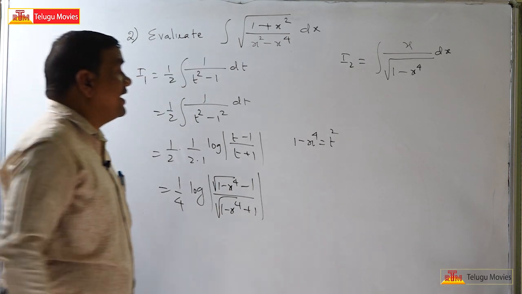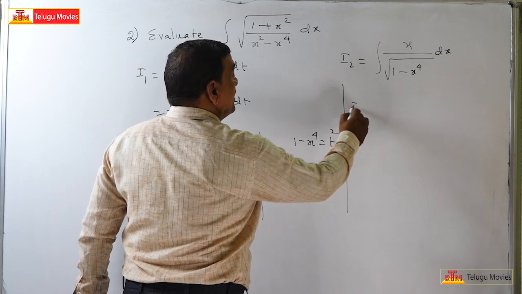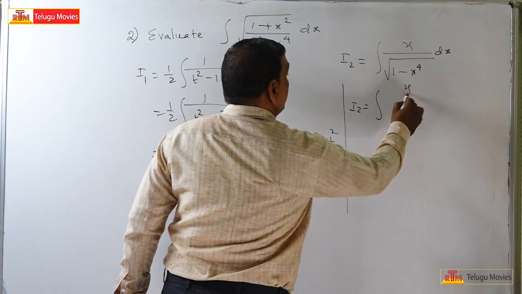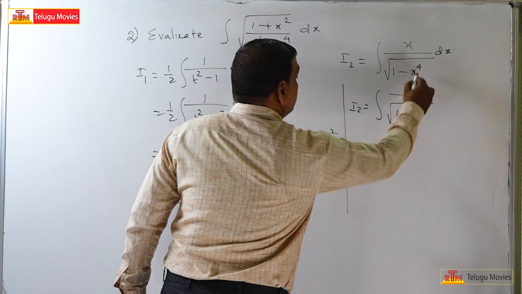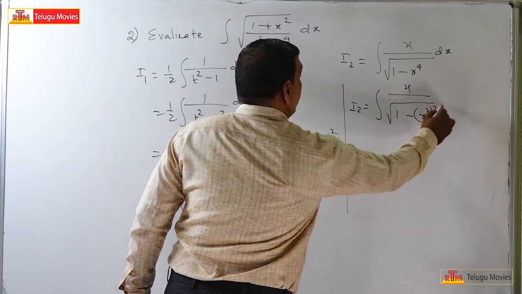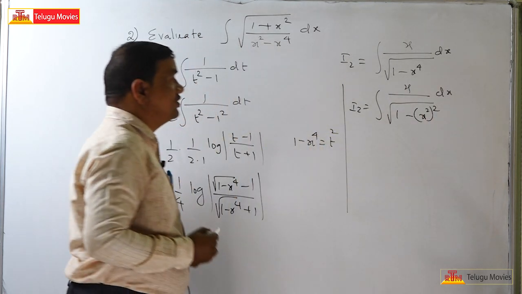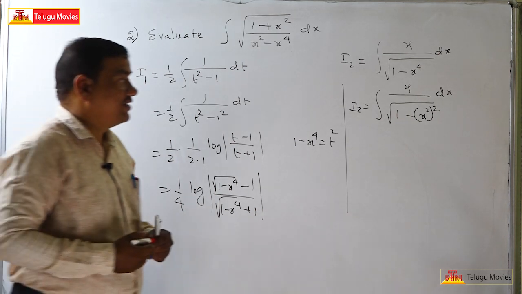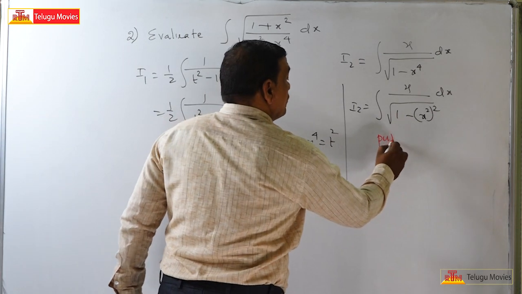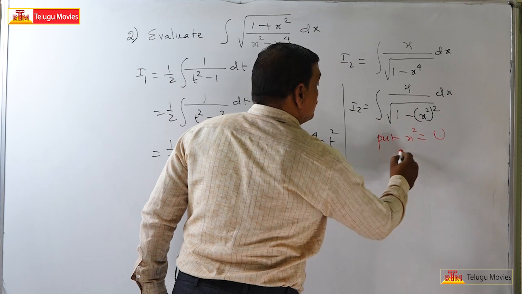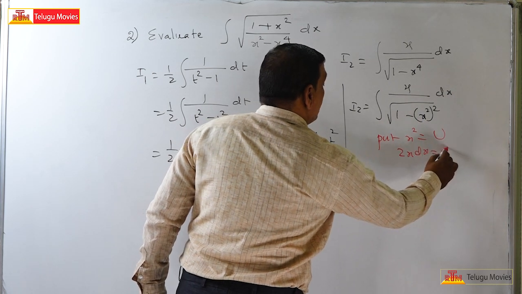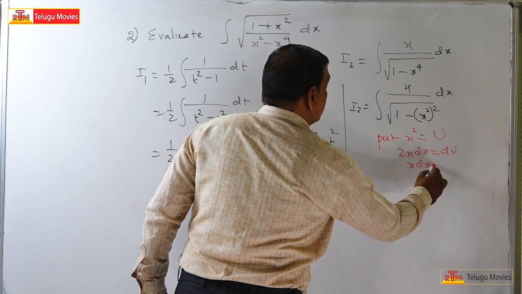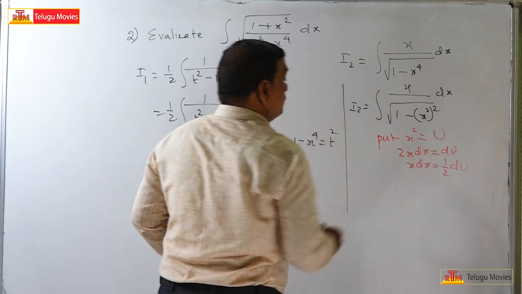Now coming to the second, how to do this here? So here I2 is equal to integral of x by root of 1 minus x⁴. Can I take x² whole square? X² whole square, yes, we can take. So therefore, put x² equal to some u. So 2x dx is equal to du, x dx is equal to 1 by 2 du. Okay, now?